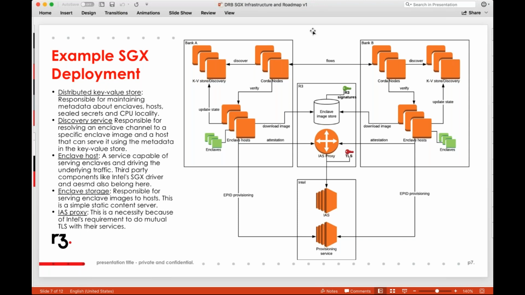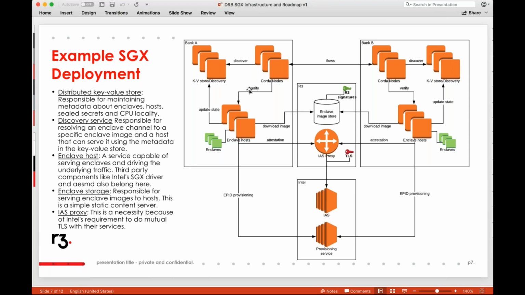In this example, we have Bank A and Bank B, and they both run some Corda nodes, and they communicate through flows as usual. The extra things we have are this key value source / discovery service, which allows the Corda nodes to discover specific enclave images and the specific enclave hosts to connect to. And we have the enclave hosts themselves that can load enclave images on demand. And there's the obvious discover and connect step.